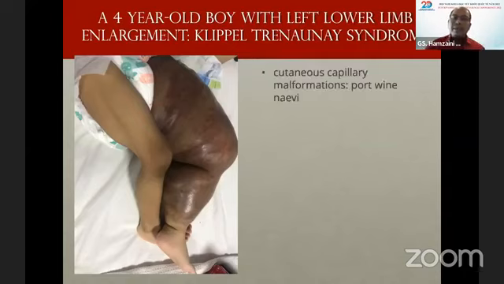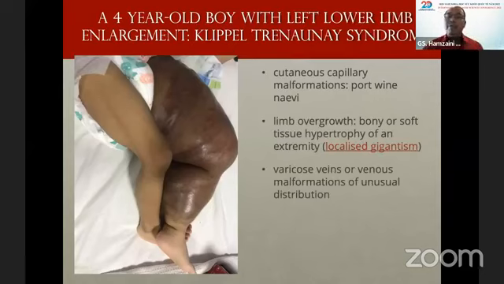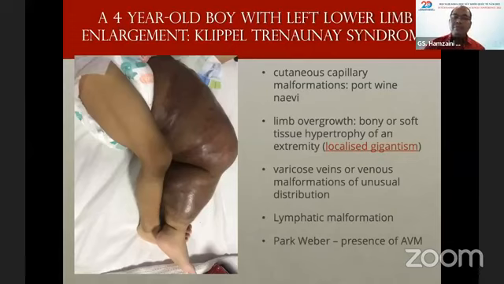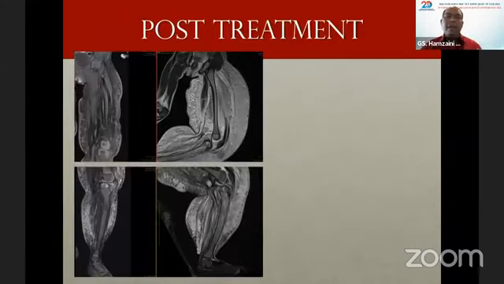Looking at the imaging, we don't think this is a straightforward venous malformation. If we want to treat it interventionally, it is very difficult because it is a combination. MRI shows a combination of venous and also lymphatic malformation. So we diagnosed the patient with Klippel-Trenaunay. This is post-treatment, and this is pre-treatment. This is post-treatment, and this is pre-treatment.